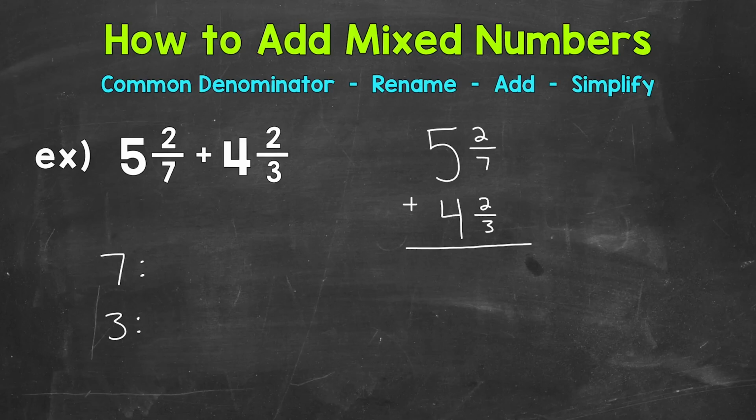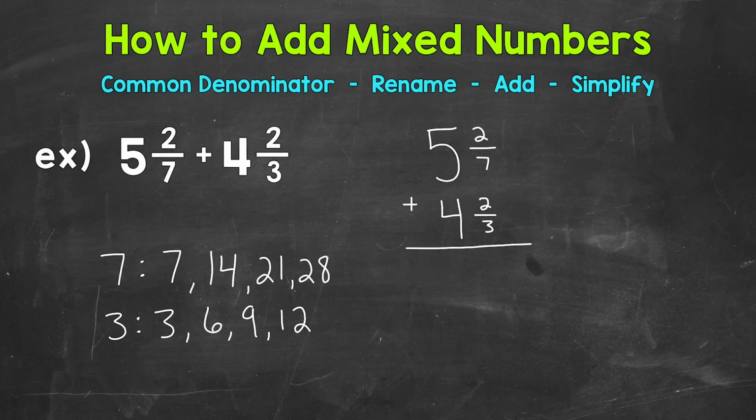So let's start with 7, and I'm going to write out the first 4 multiples of 7. Now, the multiples go on forever, so my suggestion, write 4 or 5. See if you have any in common. If not, you can always extend your lists. So 7, 14, 21, 28. Now we'll write the first 4 multiples of 3. So 3, 6, 9, 12. And we don't have any matches there. We don't have anything in common.